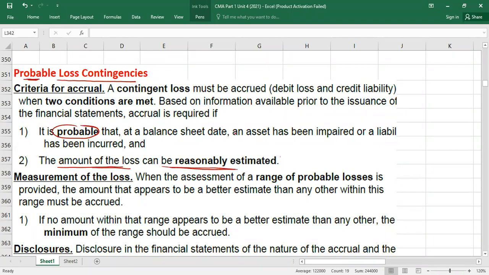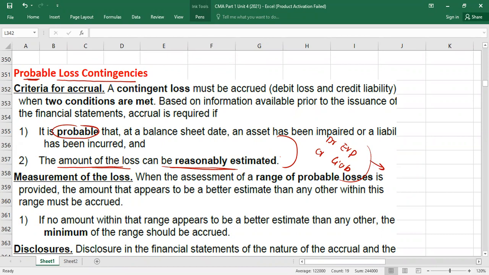If both conditions are met, then we have to record debit expense, credit liability or provision. This is called accrual, accrual of expense and liability. When is this entry required, guys? This entry is required if chances are probable and the amount can be reasonably estimated. Understood? Now, guys, we also need to know what should be the amount for this entry.